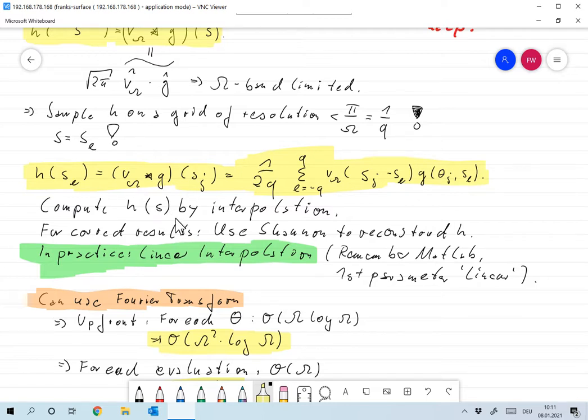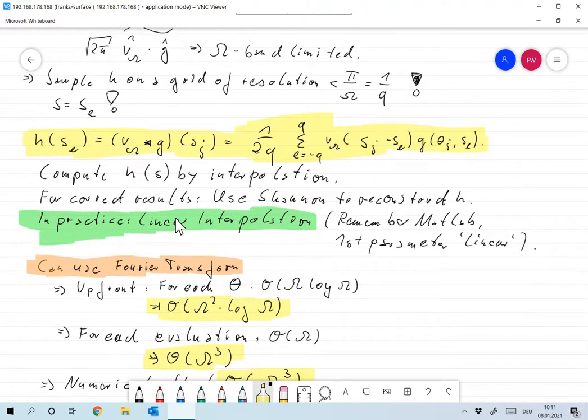You remember the Shannon reconstruction formula. There were these sincs in there. And so in practice, that is not done. But what is done is that H of S_l is computed, and then H of S is evaluated just by linear interpolation, and it turns out that in practice that doesn't make too much of a difference.